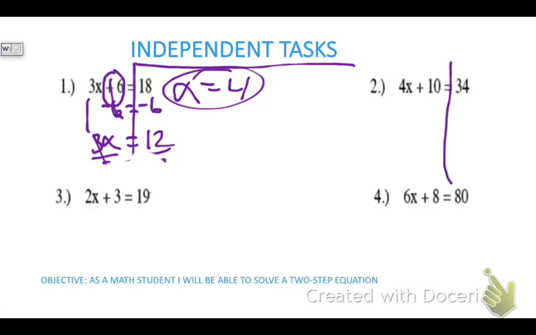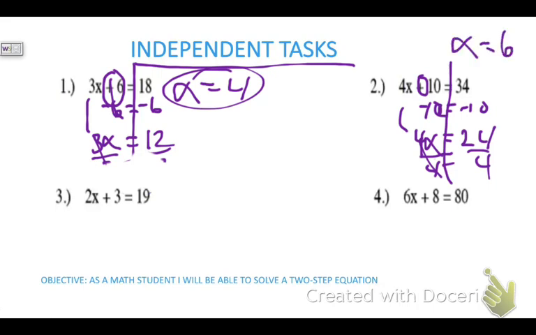Number 2, draw a line down the middle, get rid of our addition first by subtracting both sides by 10. And we got 4x equals 34 minus 10 is 24. And if we divide both sides by 4, because this is a multiplication process right here, x will equal 6.